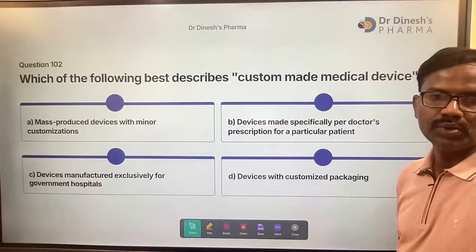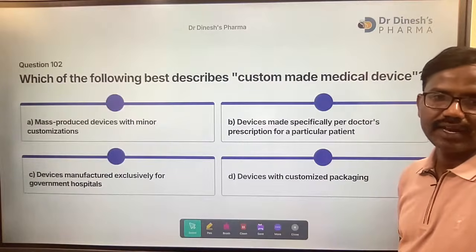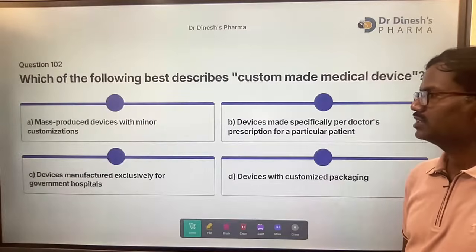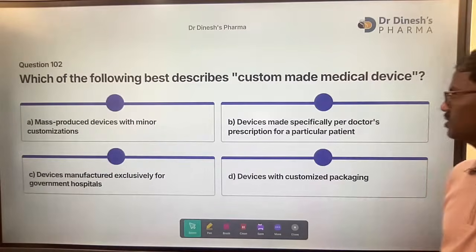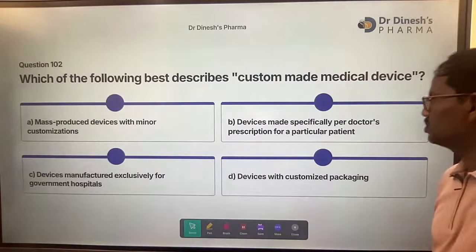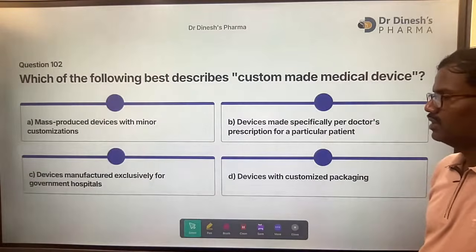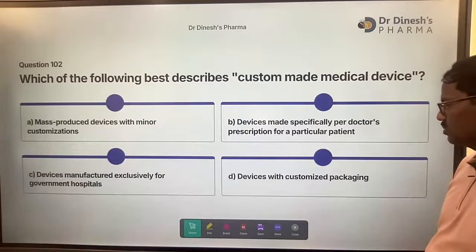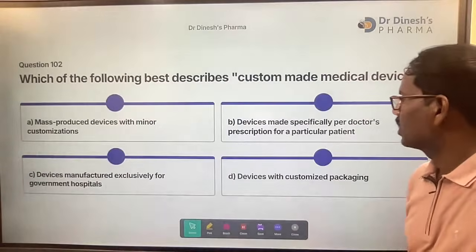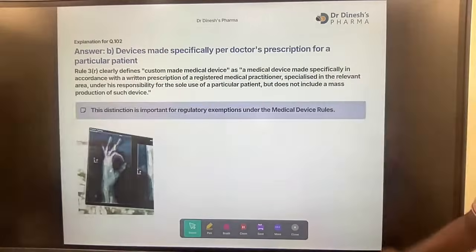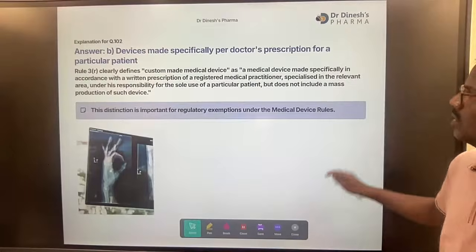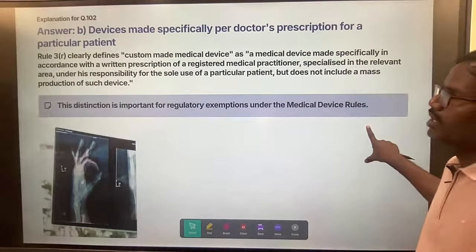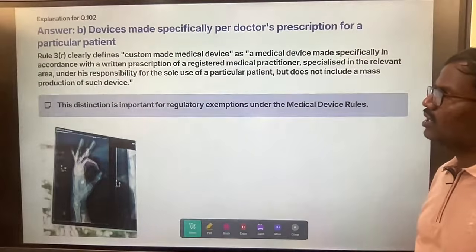Participation will help you to prepare in a focused manner. Custom-made medical device: mass-produced devices with minor customization; devices made specifically for a doctor's prescription for a particular patient; devices manufactured exclusively for government hospitals; or devices with customized packaging. Right, so the right answer is devices made specifically for a doctor's prescription for a particular patient. That is called custom-made.